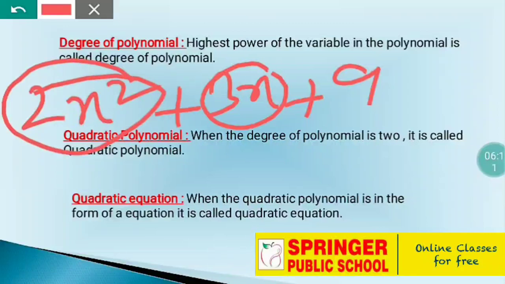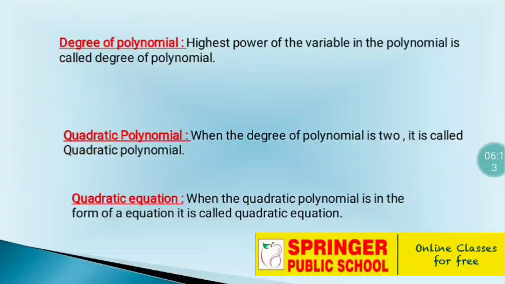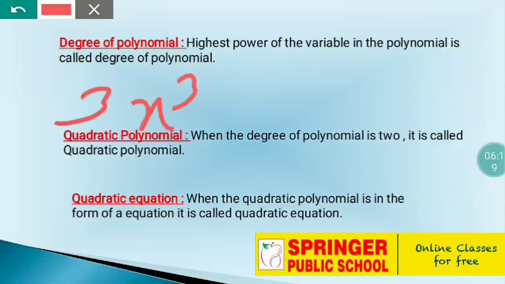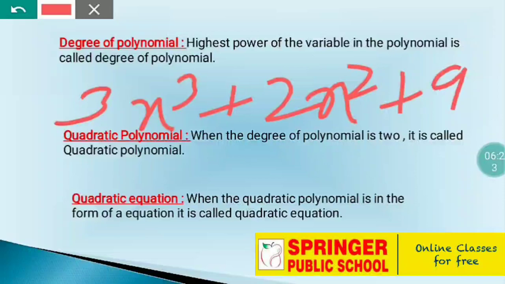Now, suppose I say, students, 3x cube plus 2x square plus 9, is it a quadratic polynomial? The answer is no, because you can see the highest power is 3. Although we have 2 as a power of x, the highest power is 3, so it's a cubic polynomial, it's not a quadratic polynomial.